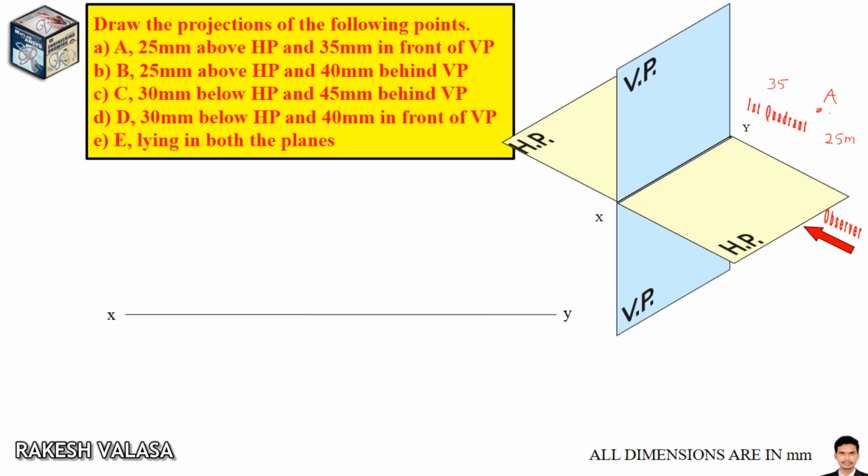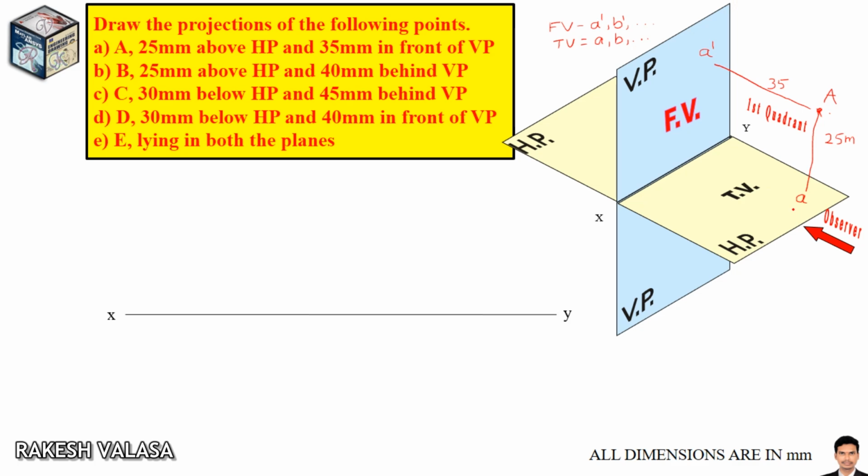Here this A projection, when the observer is watching from this side, the front view always falls on this vertical plane. So this is A dash. Here you can represent front view with A dash, B dash, etc. Top view without prime, like A, B, C, etc. So this top view falls on this horizontal plane. So this is A. Please remember this point. Front view always falls on the vertical plane. Top view always falls on the horizontal plane.